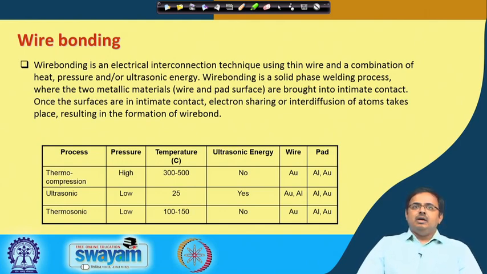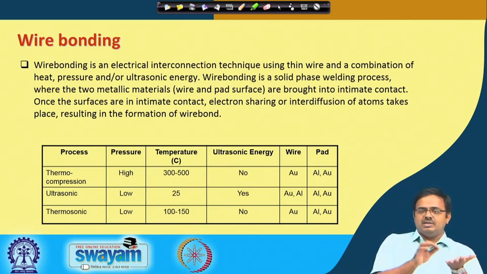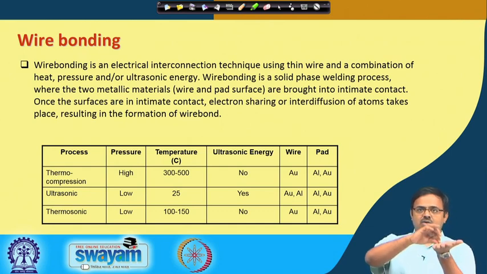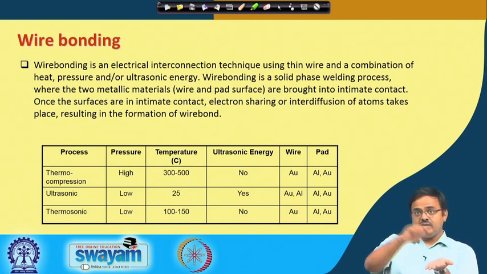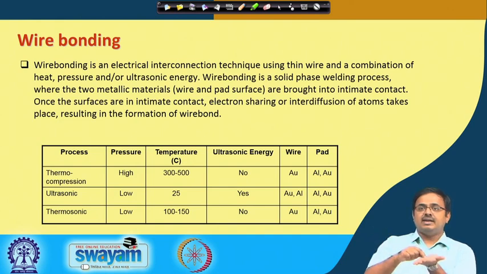It uses a thin wire and a combination of heat, pressure and ultrasonic energy. Why? Let us look at that. It is a solid phase welding process. Unlike melting, it is a solid phase welding process where two metallic materials are joined. What are those metallic materials? One is the wire that comes out and the other is the landing pad surface on the chip carrier where the connection has to be made.